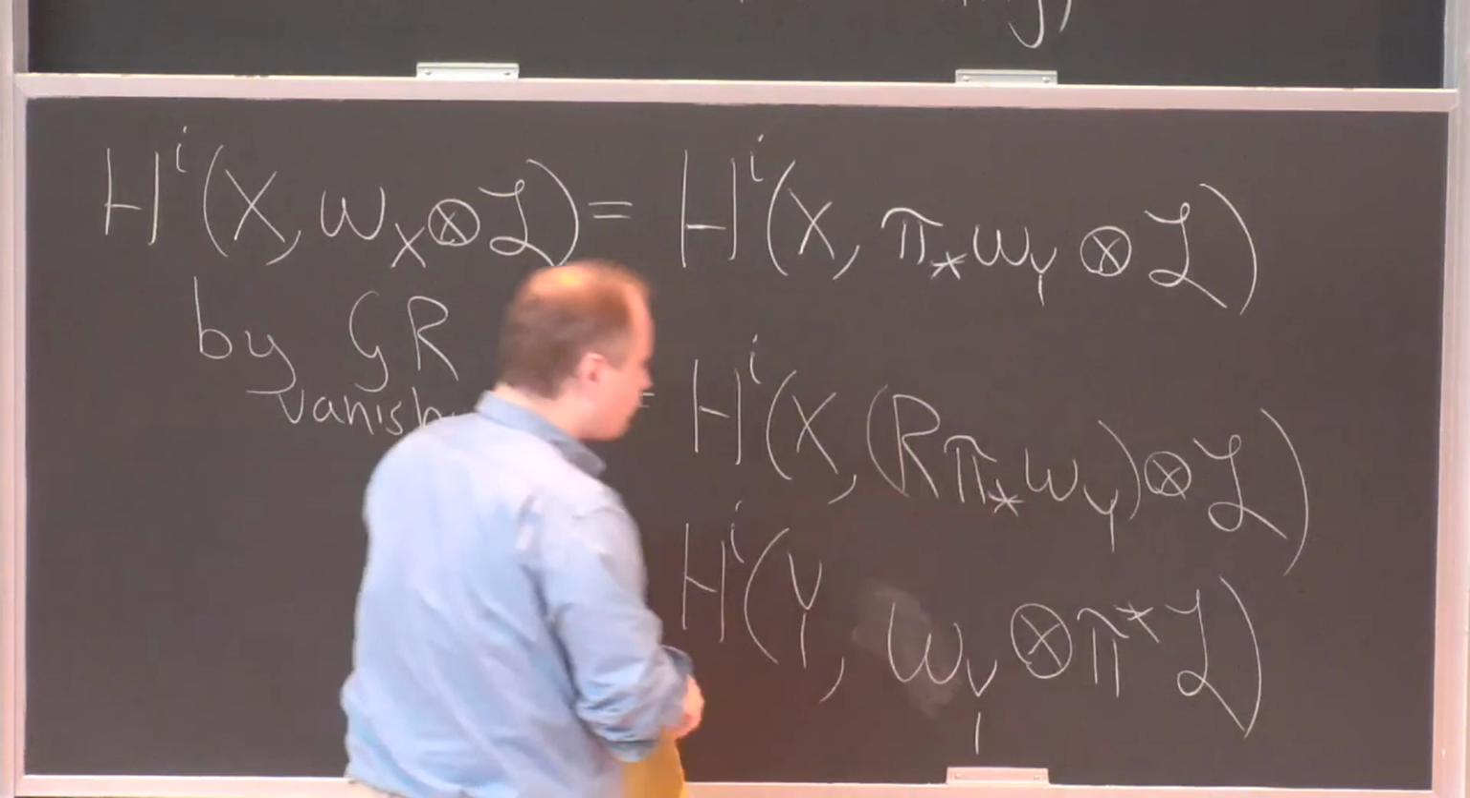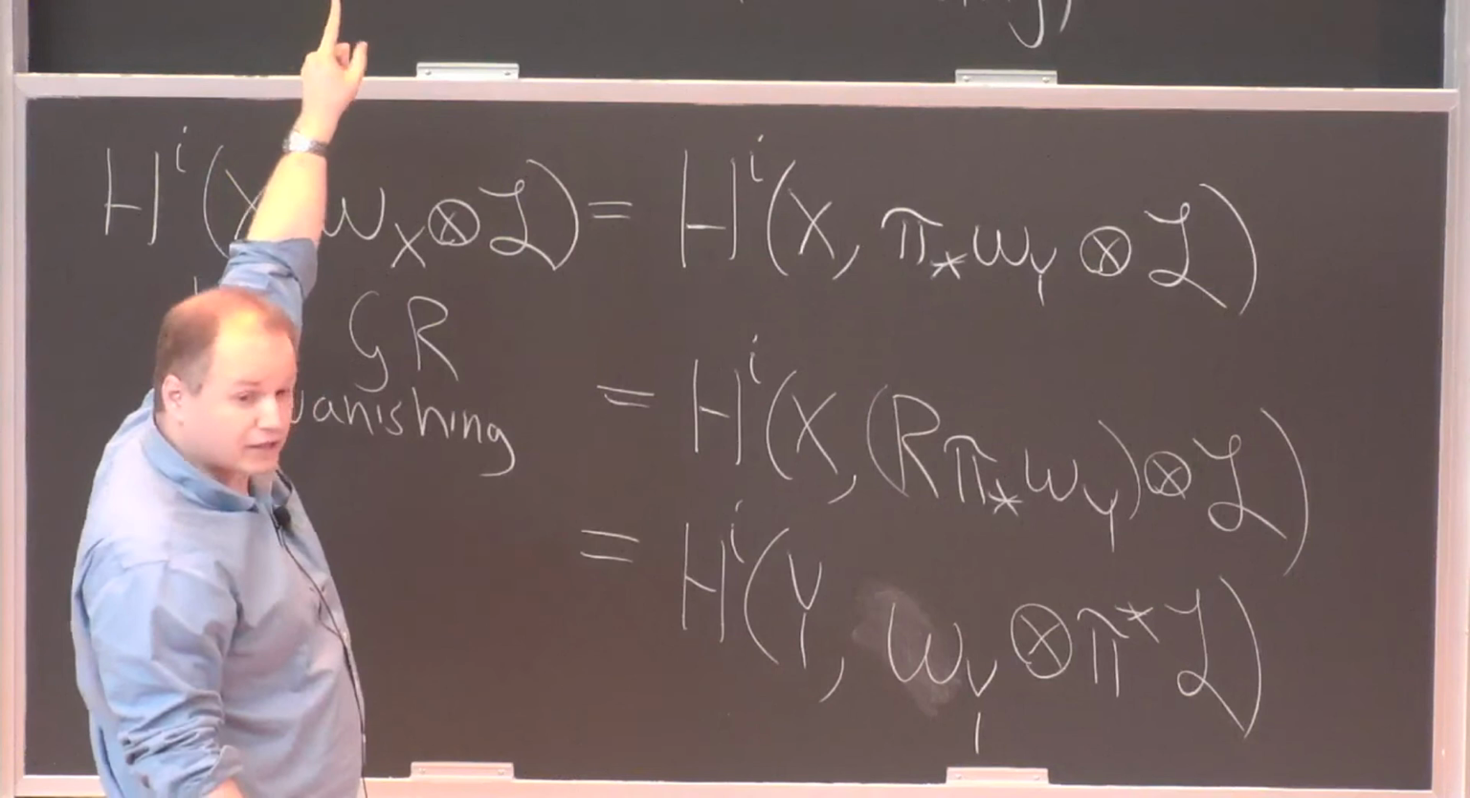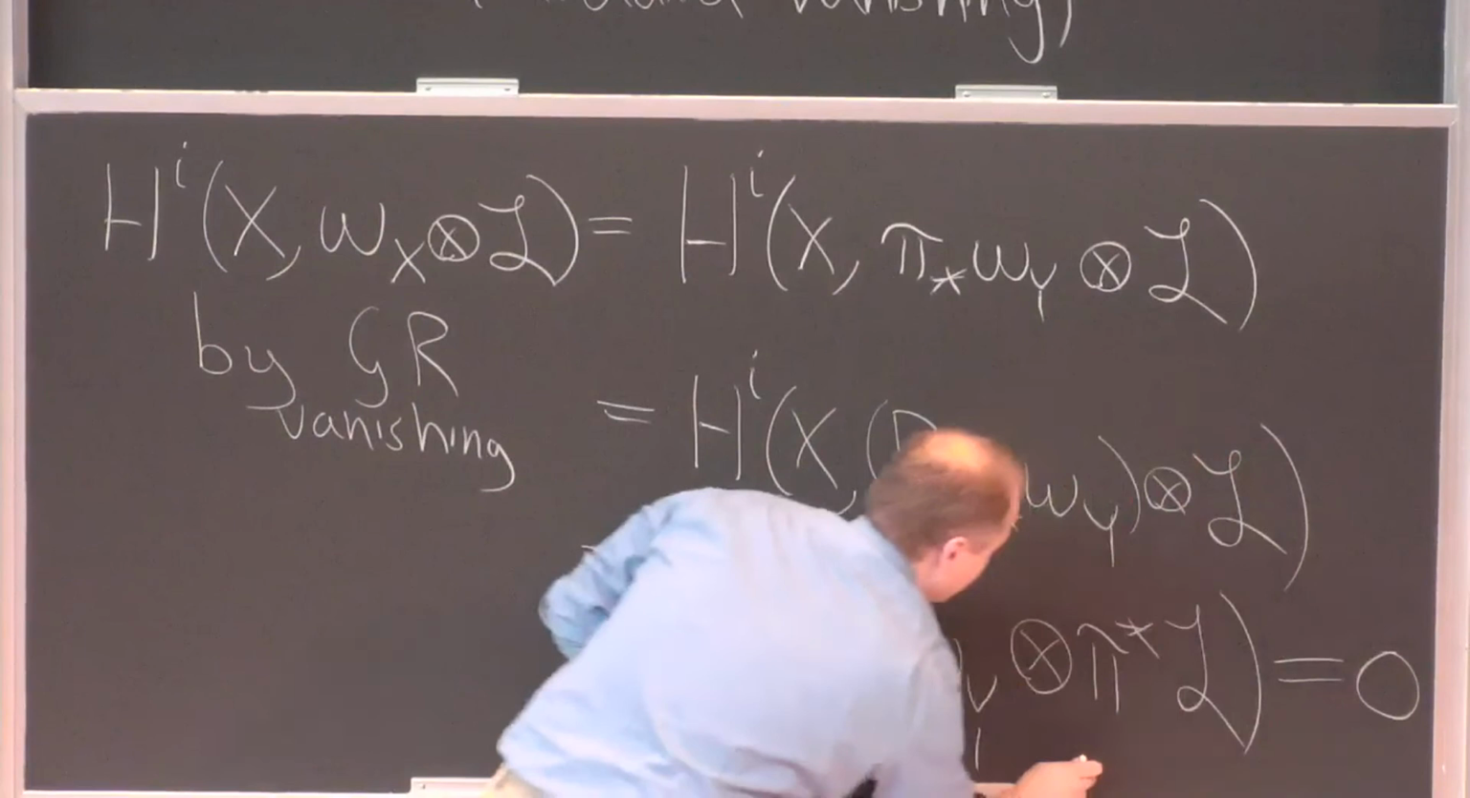Now, if I blew up something and I have an ample divisor, it's no longer going to be ample. But it's still big, and even big and semi-ample, which is enough still to give you the Kodaira vanishing statement there. You don't actually need ample, big enough, big and semi-ample is fine. And so this is zero because this is big enough.